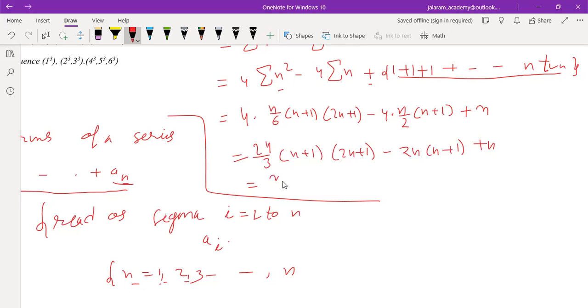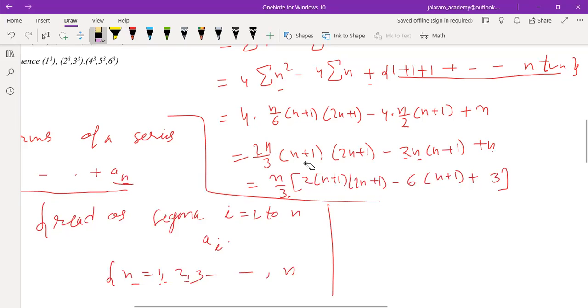Now in all these terms n is common, and if you find the LCM of the denominators, it is 3. So in the first term, 2 into n by 3 is taken common into n plus 1 into 2n plus 1. In the second, n is common and the LCM is 3, so this will be multiplied to the second term: 2 times 3 is 6 into n plus 1, plus. In the third term, n is common, so we will not write n, but 3 ones are 3 will also be written. Okay.